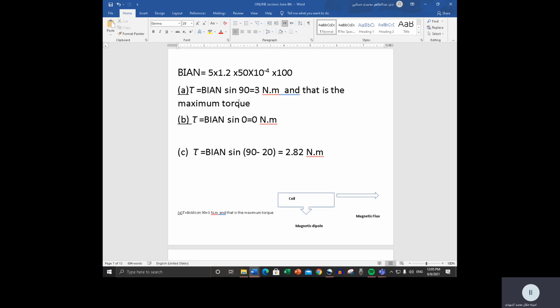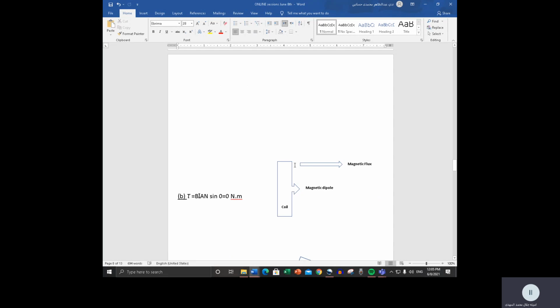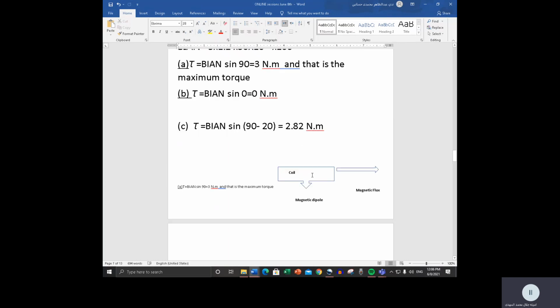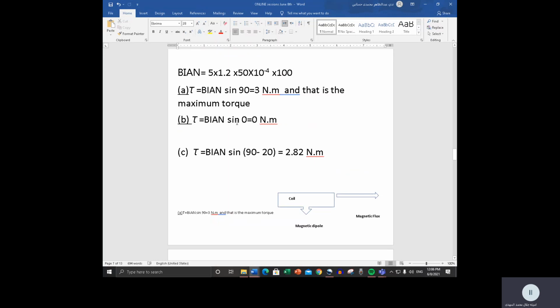So case B, or the second case, he said when the coil is perpendicular on the magnetic flux lines. Once again, we don't look at the coil direction, we look at the magnetic dipole direction, and the magnetic flux lines. They are parallel. When they are parallel, what is the angle between any two parallel lines? 0. So tau equals BIAN sine theta, and theta here is 0 because the two lines are parallel to each other. Zero multiplied by anything equals 0. So tau in the second case is equal to 0 Newton meter, which is nothing. So I don't have a torque in this case.